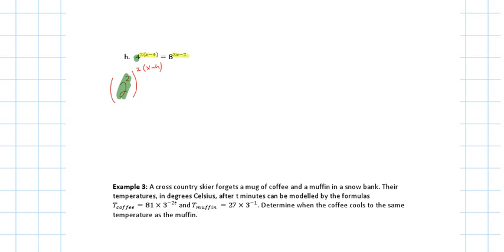Now, how about that 8? 2 to the power of what gives me 8? 2 to the what gives me 8? 3. Right? And then you have 3x minus 2. Okay? So what I did is I changed that 8 to 2 to the power of 3.